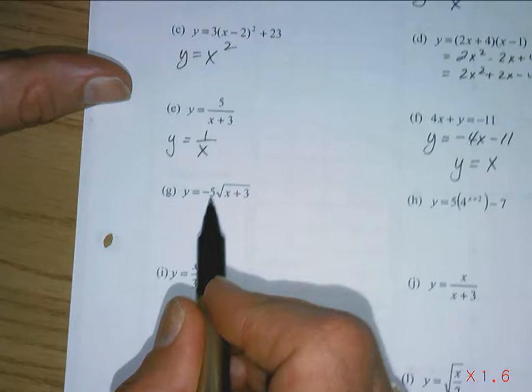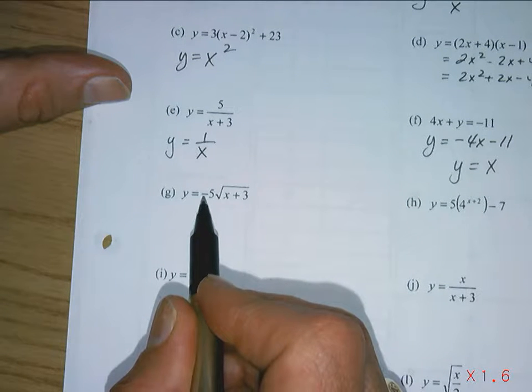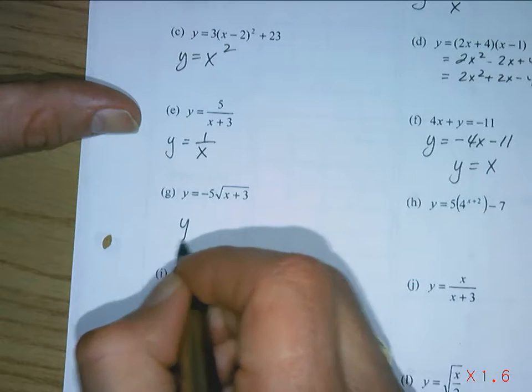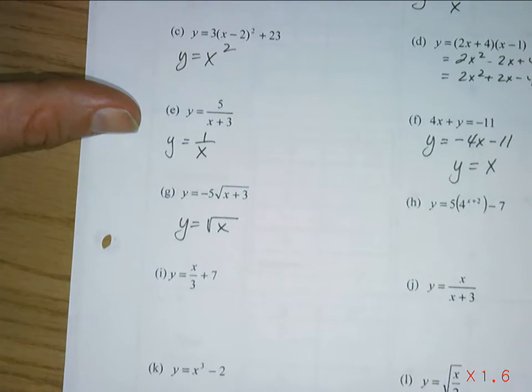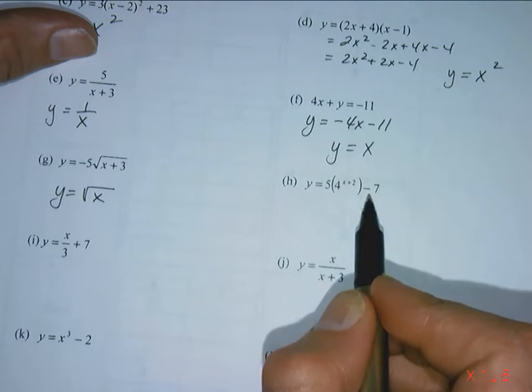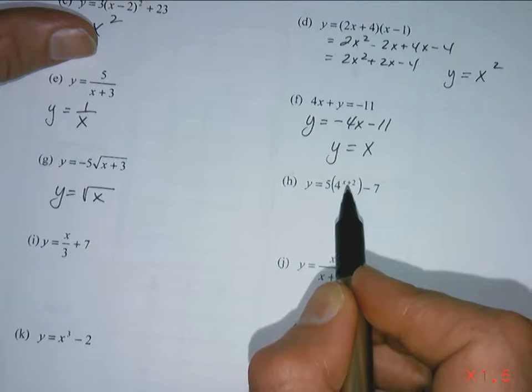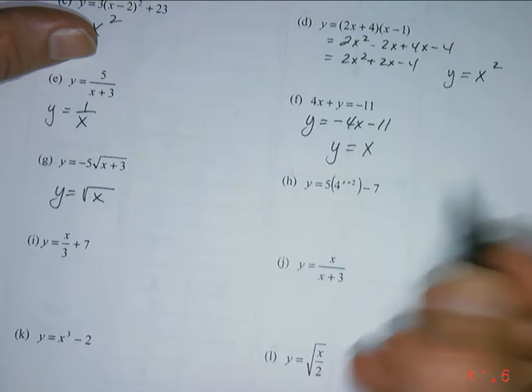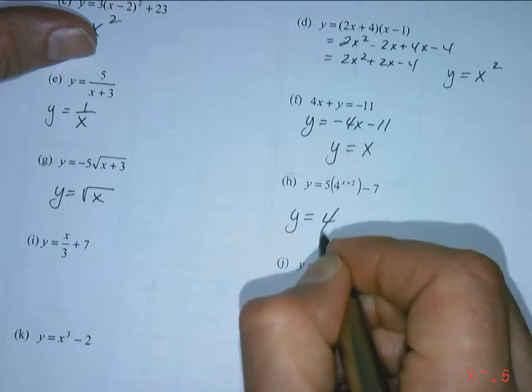I've got a vertical stretch. I've got a reflection in the x-axis. I've got movement. All of that is happening to the base function of root x. Base function here, vertical stretch, vertical shift down, a horizontal shift to the left. Doesn't matter. My base function is 4 to the x.